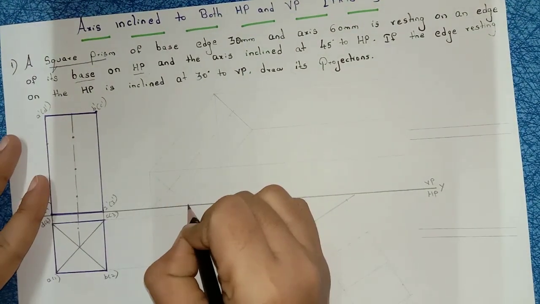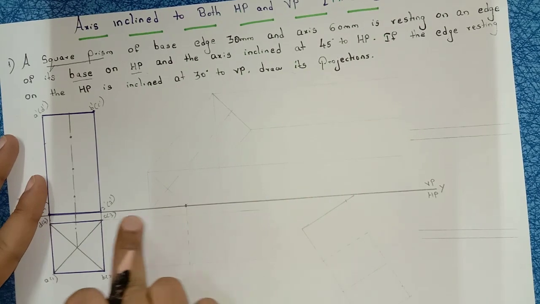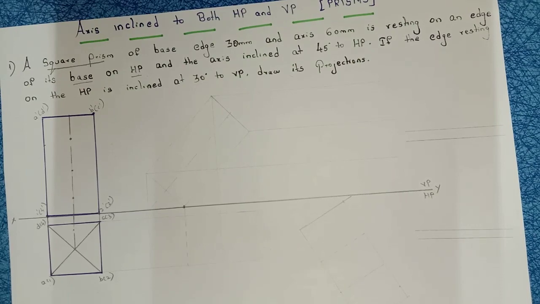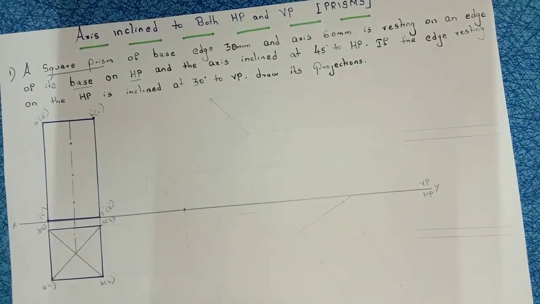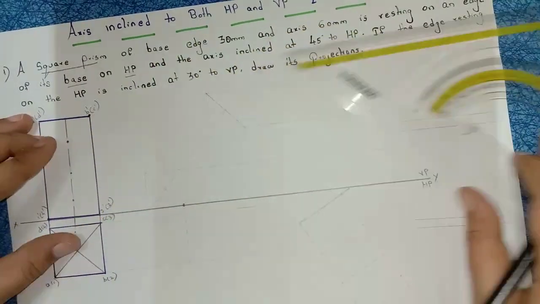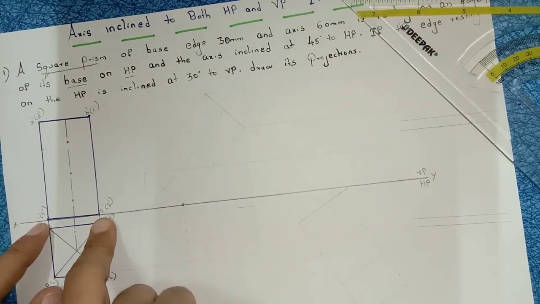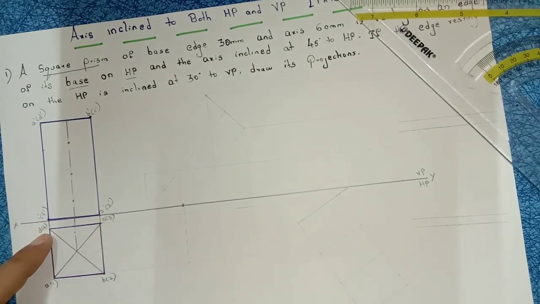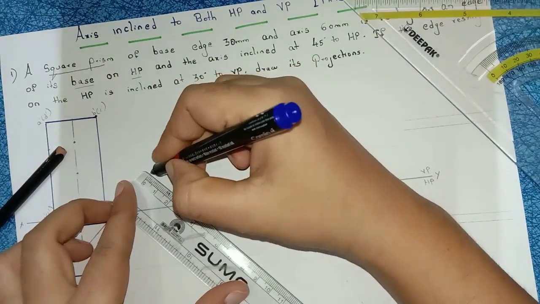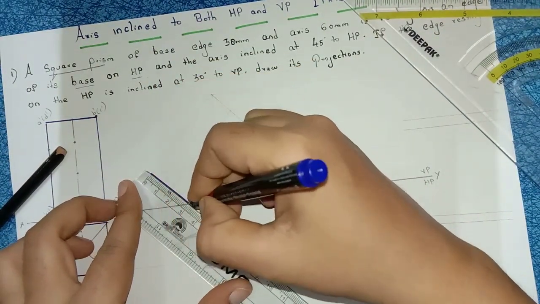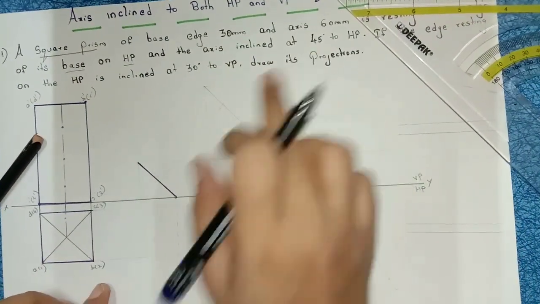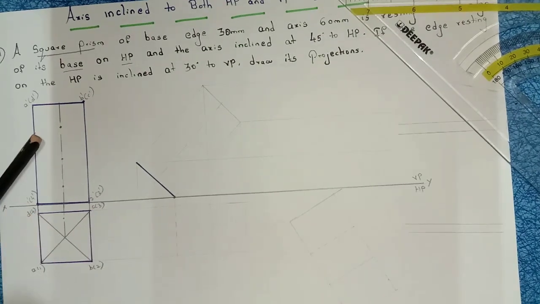Leave some gap. You can leave any distance here. Mark the point here, place your protractor on that point. Angle is 45 degrees. I will mark 45 degrees here. I will measure this base length. The base length will be 30 mm. I am constructing 30 mm here with an angle of 45 degrees. Actually the axis angle is 45 degrees, but I am taking base angle as 45 degrees.